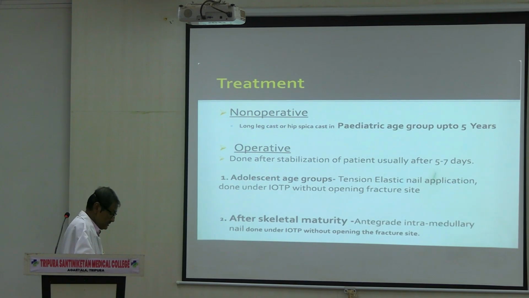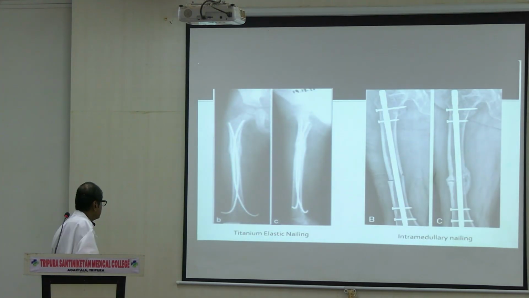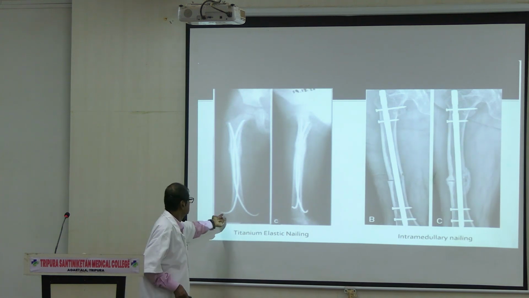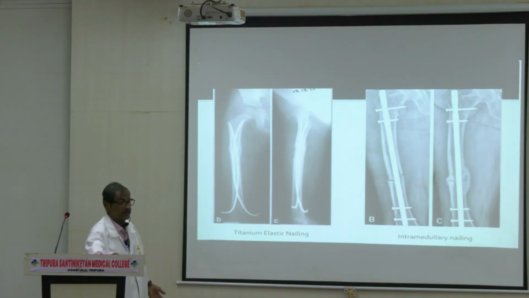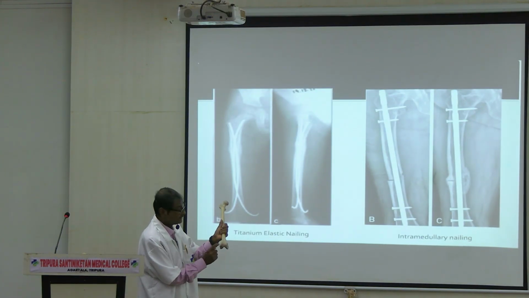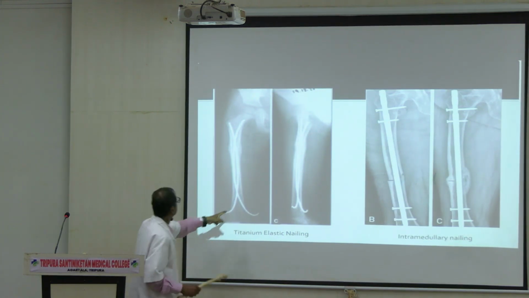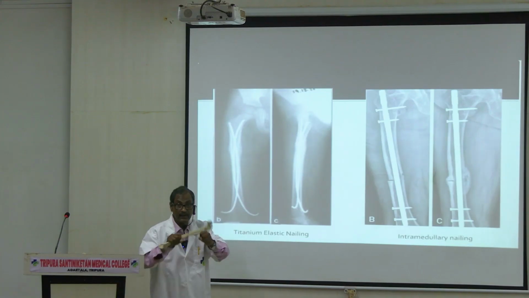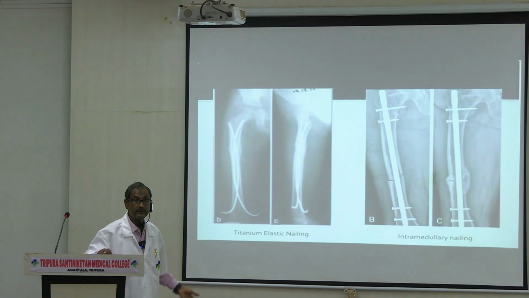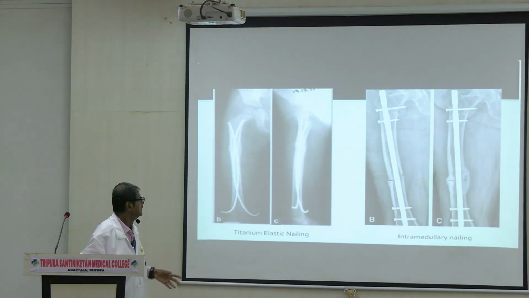So, there are different types of nails; elastic nails are there. After skeletal maturity, antegrade intramedullary nailing. You see, these are elastic nails. There was a fracture here, shaft of femur. We will make a small hole on the medial side and lateral side, and put the nail like this. These are elastic nails, elastic band. This will go under C-arm guidance.